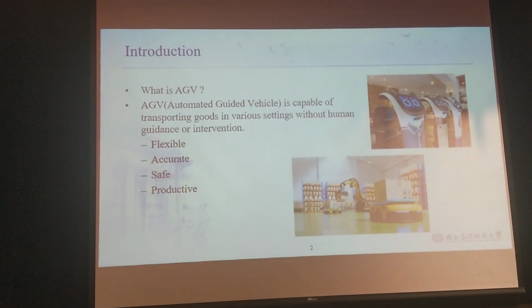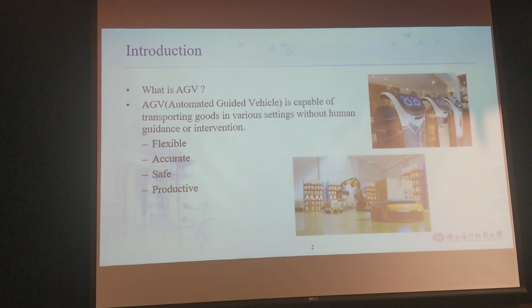So what is AGV? AGV is a mobile robot that follows a predefined path or a set of instructions to perform various material handling tasks without human intervention. Because it is flexible, accurate, safe, and productive, it can be used in areas such as automotive, manufacturing, logistics, and healthcare.